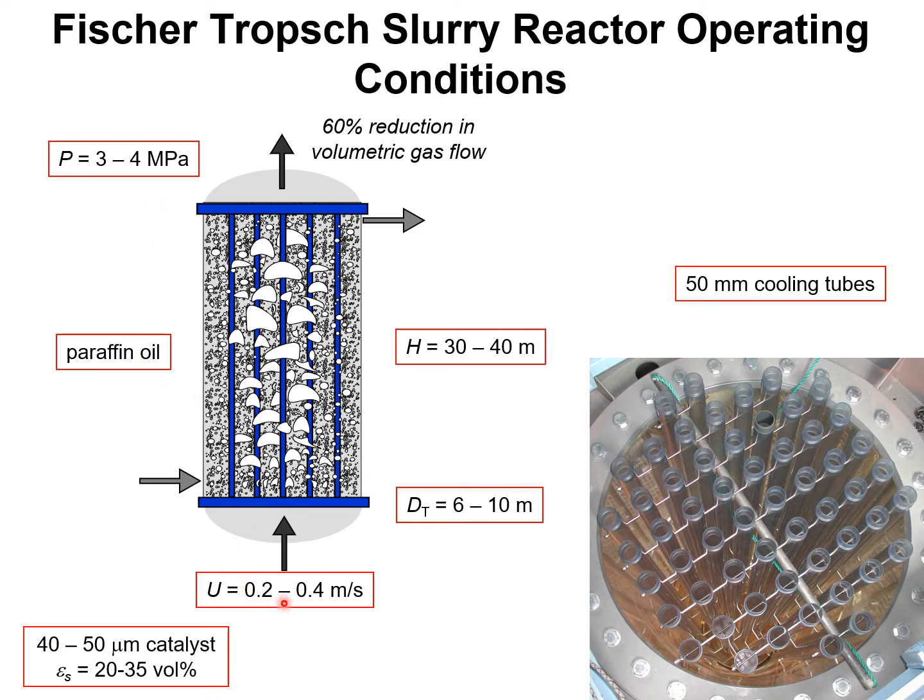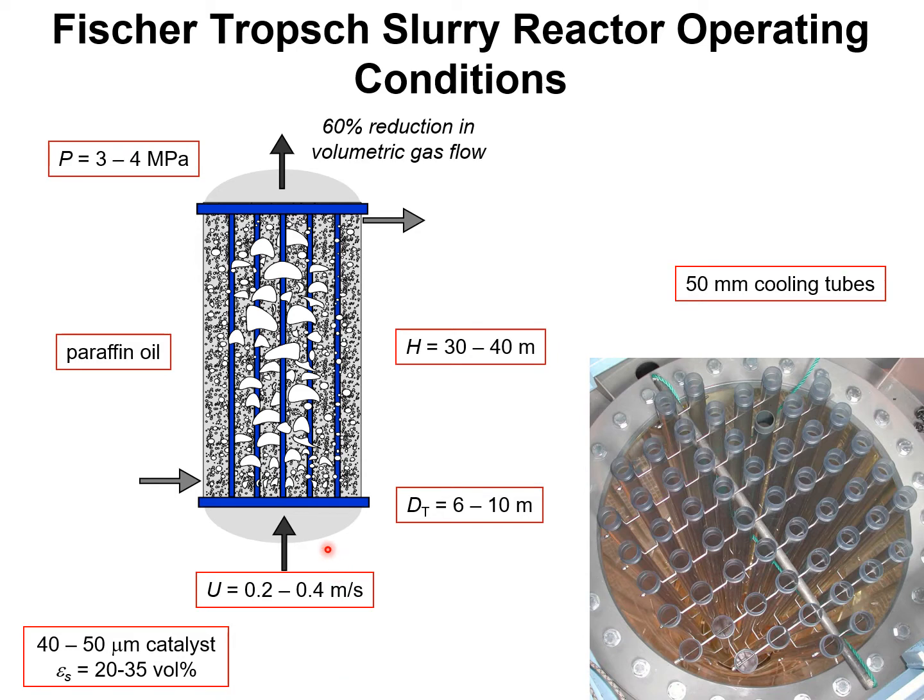Another factor that is important for the bubble column hydrodynamics is that the syngas entering the reactor suffers a reduction in the volume because the syngas is converted to hydrocarbons. So there is about a 60% reduction in the volumetric flow rate of the gas as it passes up the column.